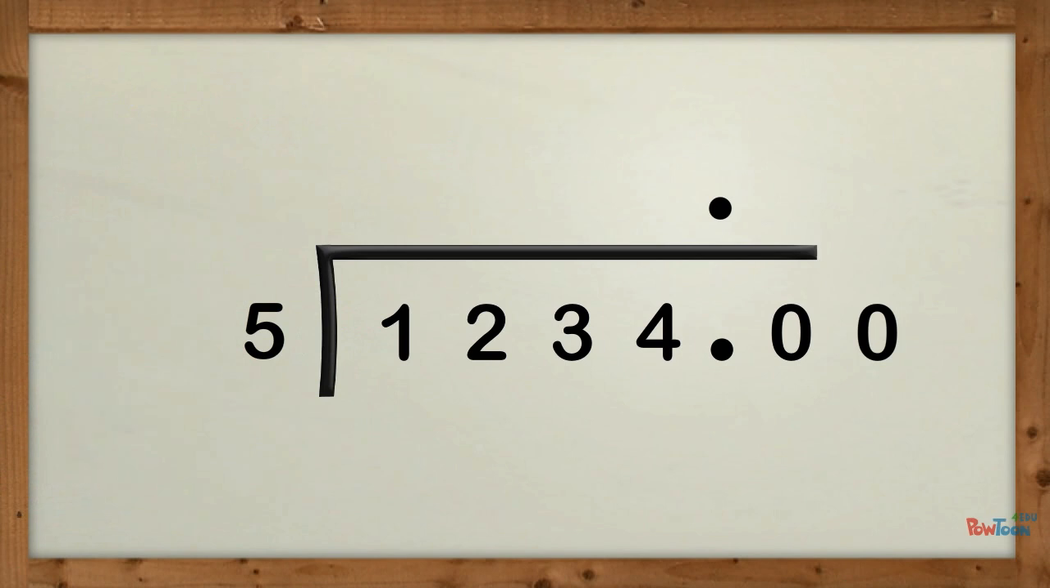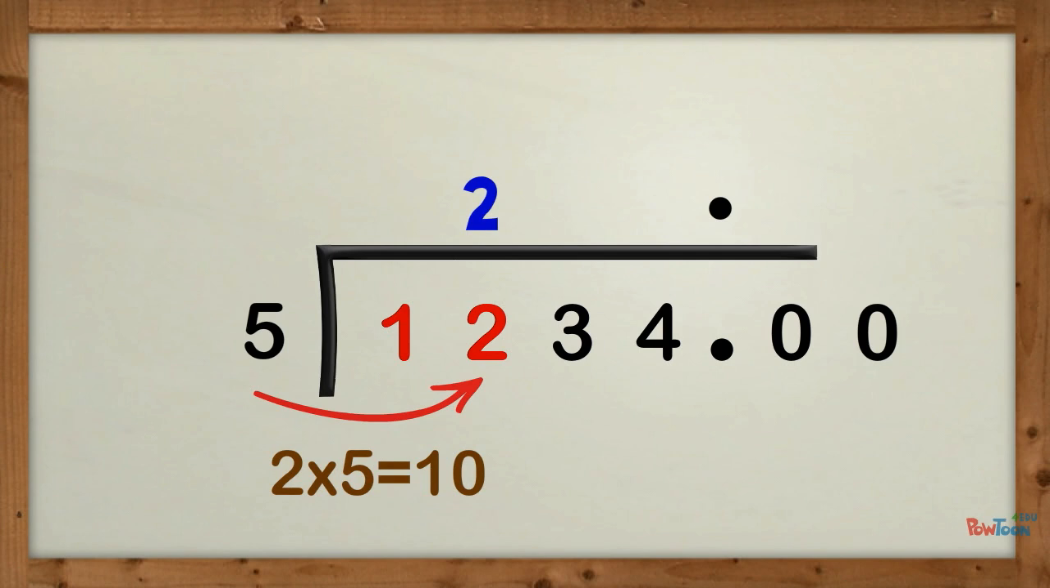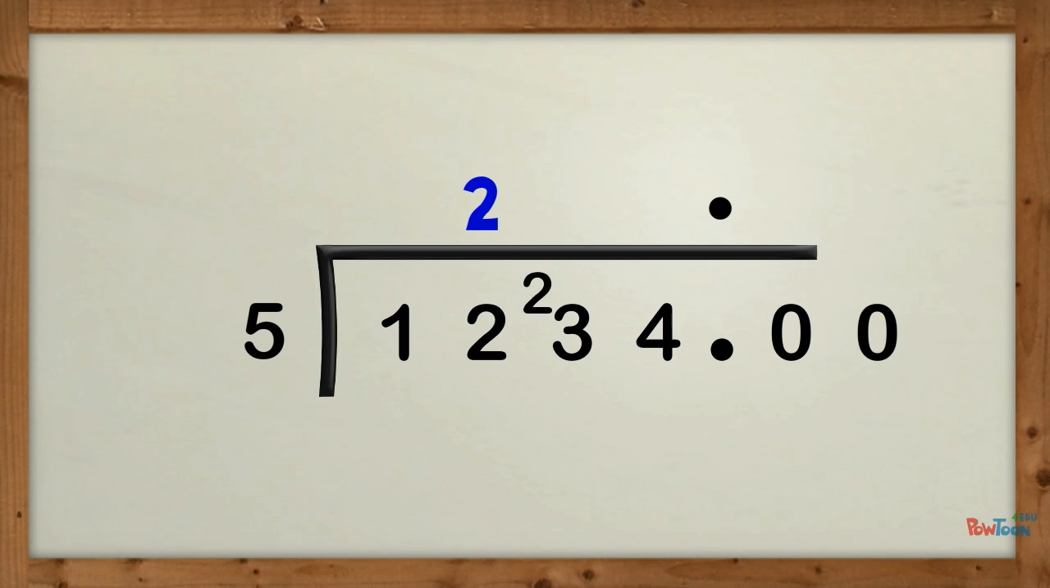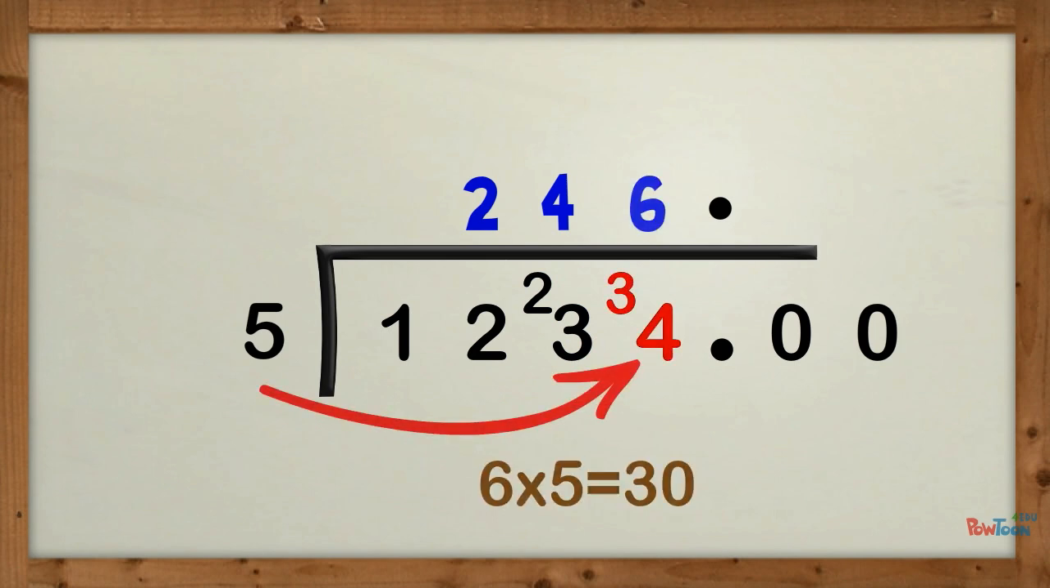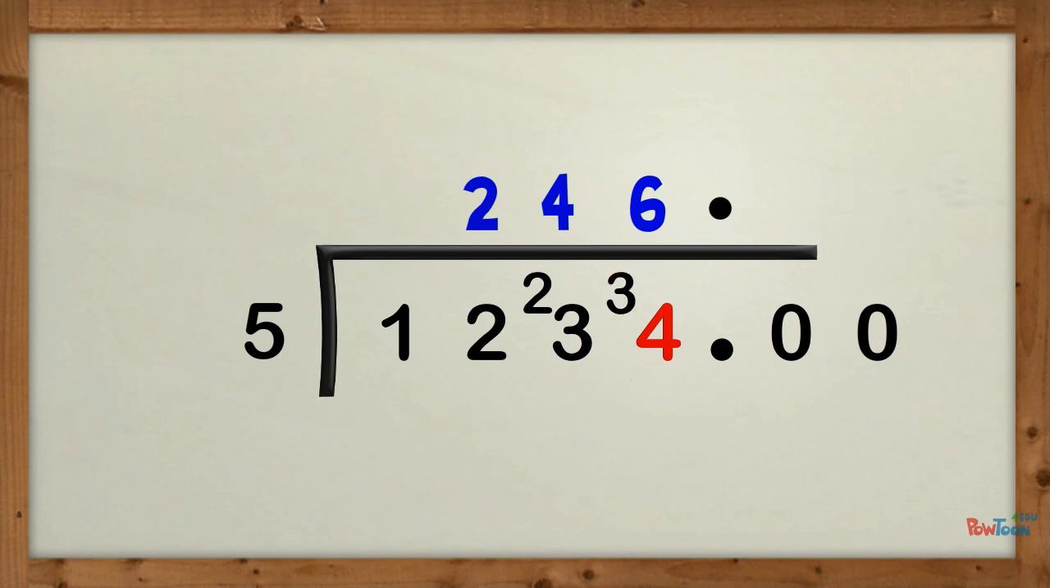First question, how many 5s in 12? 2 5s are 10. 2 left over gets us to 12. That's a remainder of 2. How many 5s in 23? 4 5s are 20, 3 left over, remainder 3. How many 5s in 34? 6 5s are 30, remainder 4. Like always in short division, the remainder goes right in front of the next digit. That's here. I think you know what's next.